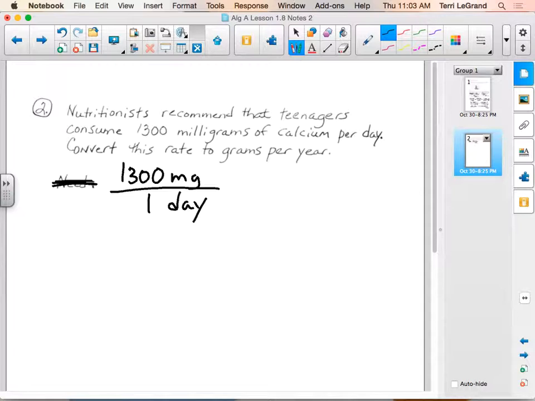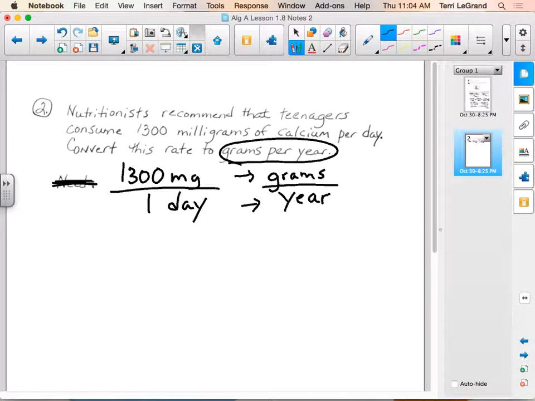So we need the upstairs label to change to what? Grams. Grams per year. So that one has to change to grams, which is G, and this one has to change to a year. Okay, or years.